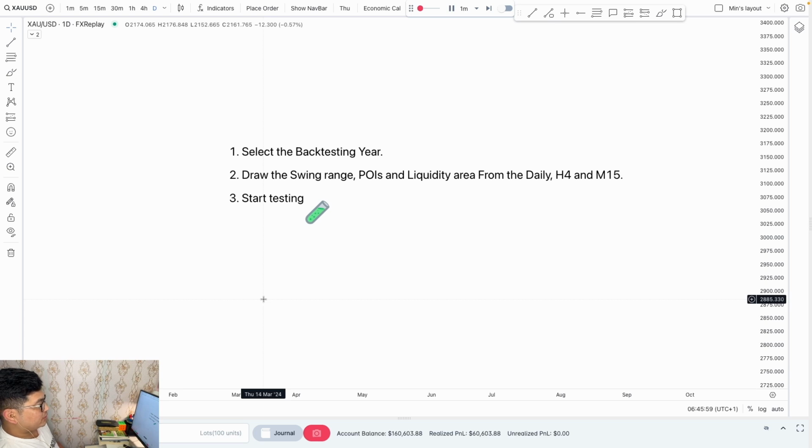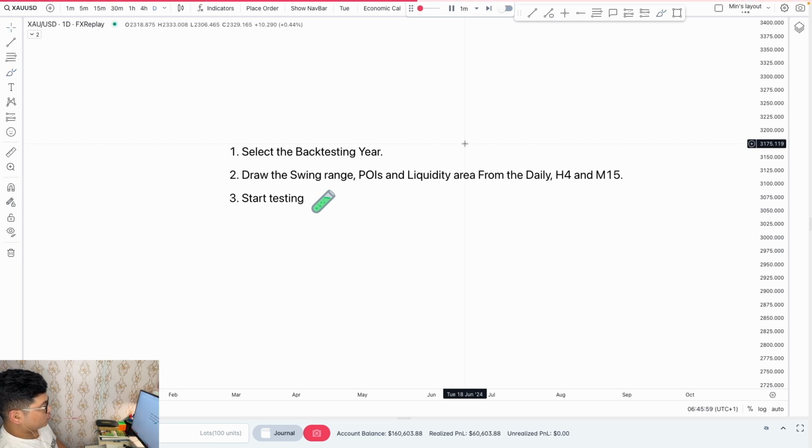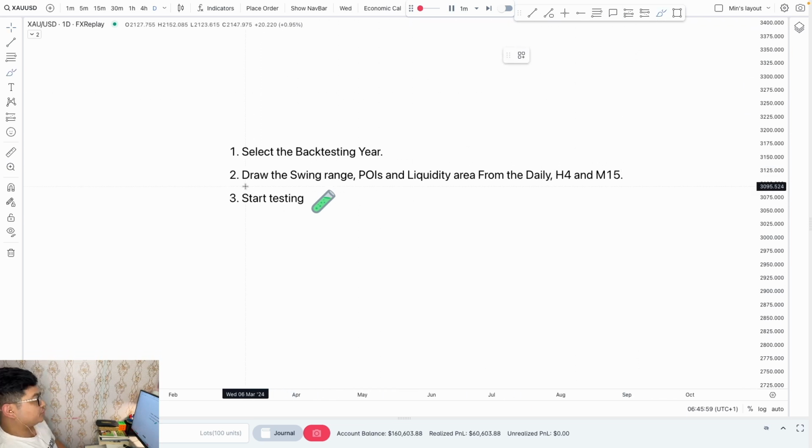If you are a beginner and you want to test the data, there's nothing to worry about. You just start with last year. I mean, right now we are running 2025, so you can start from January 2024 to December 2024 if you are trading intraday, right? So select the year which you want to do, and then draw the swing range, POIs, liquidity from all the time frames from daily to M15.